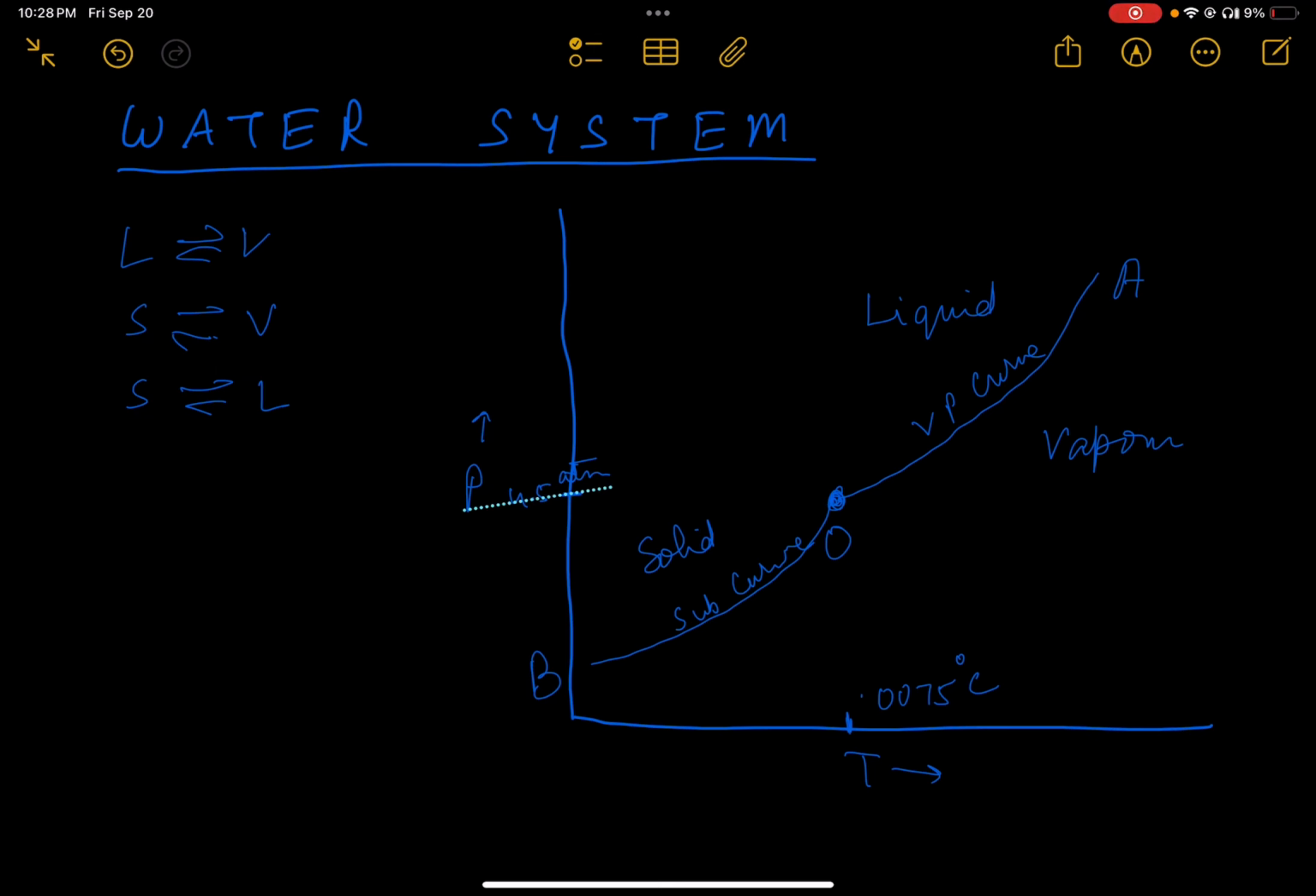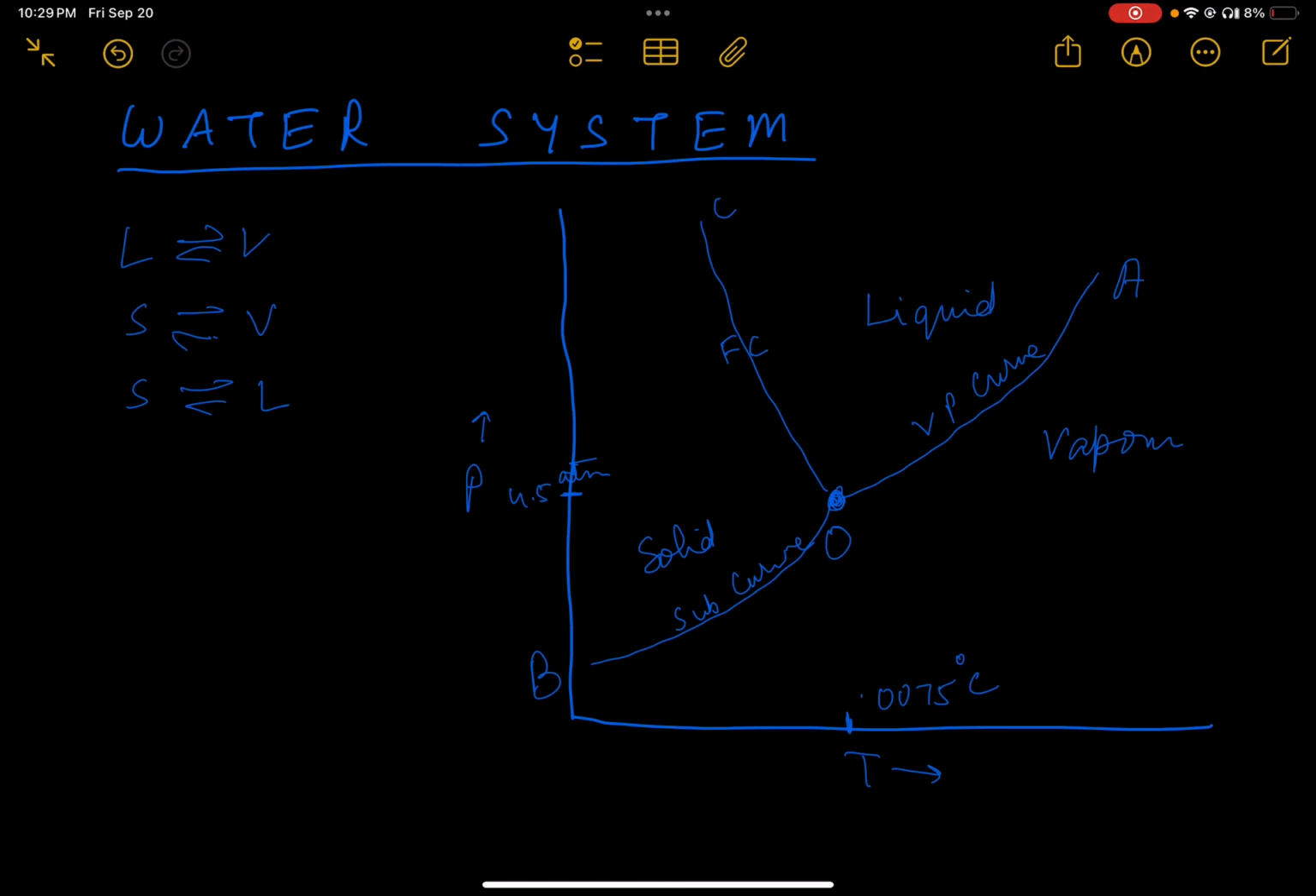The curve OC represents equilibrium between the solid and the liquid phases. This curve is known as fusion curve of the ice because it indicates the temperature and pressure at which the solid ice can coexist in equilibrium with the liquid phase. Along the line OC, both the phases, that is solid and the liquid, coexist.